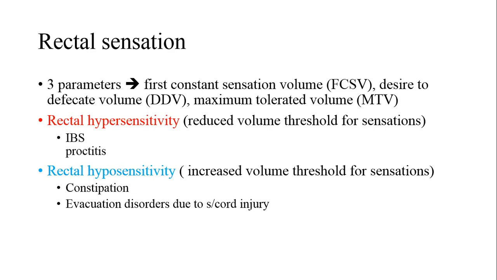So the three parameters used in rectal sensation are FCS, DUV, and also MTV. Rectal hypersensitivity indicates there is reduced volume needed to stimulate the patient to open his bowels. It tends to happen in IBS and also may happen in proctitis. On the other hand, rectal hyposensitivity is where the patient requires a much larger volume than usual to stimulate the urge to have a bowel movement. This tends to happen in constipation, but also in evacuation disorders, for example, due to a spinal cord injury.